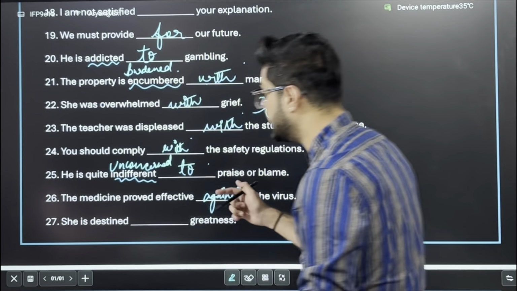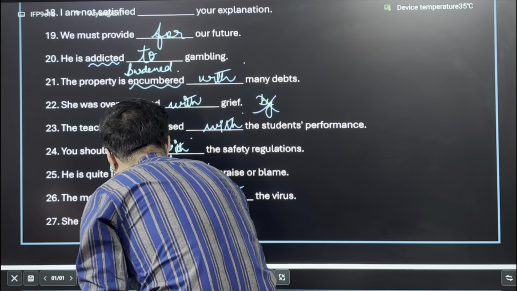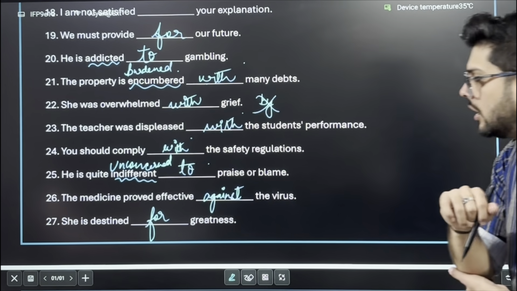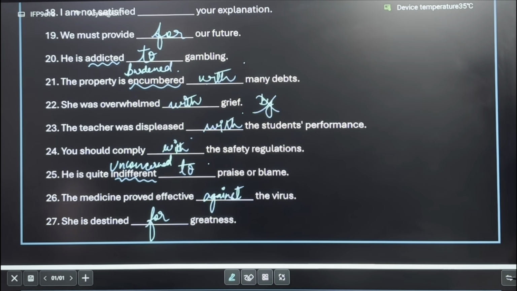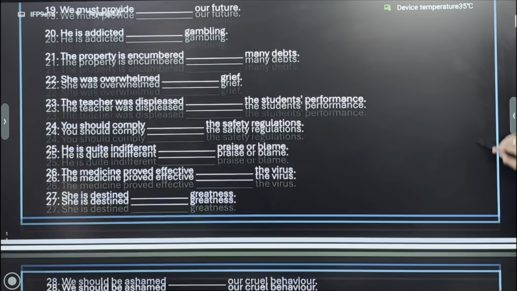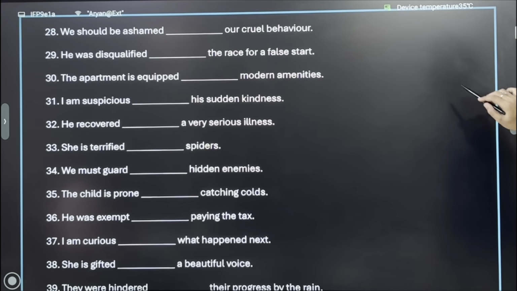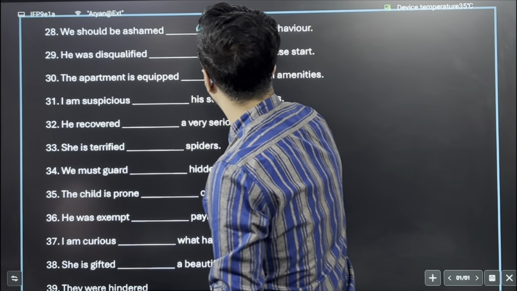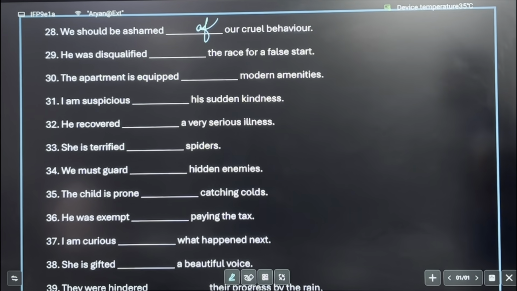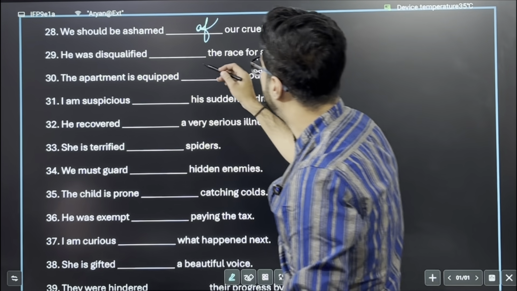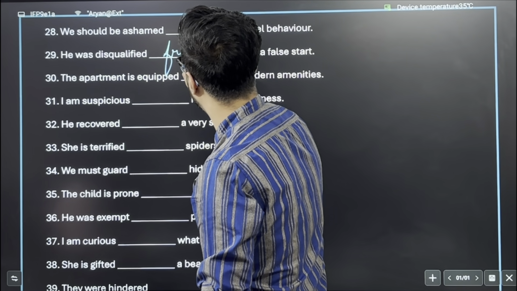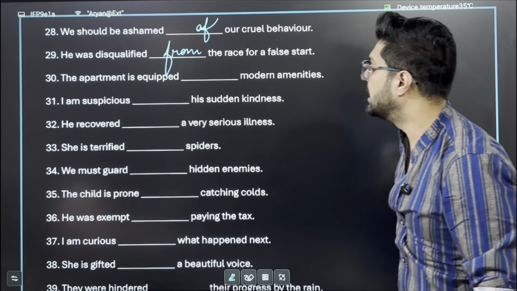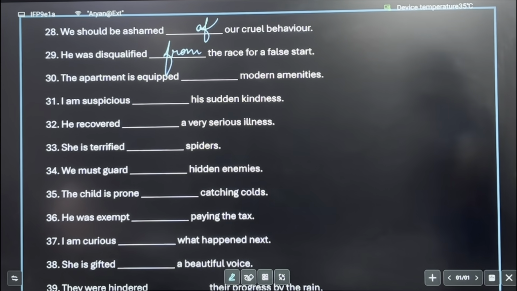She is destined. She is bound to achieve great heights. So she is destined for greatness. ठीक है. चलिए moving forward. We should be ashamed, like we should feel guilty of our cruel behavior. Ashamed of our cruel behavior. He was disqualified from the race. उसे हटा दिया गया था for a false start, for cheating.